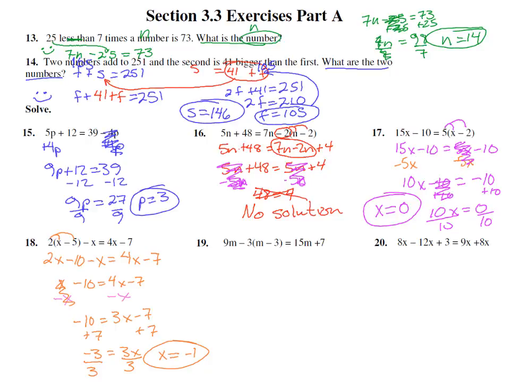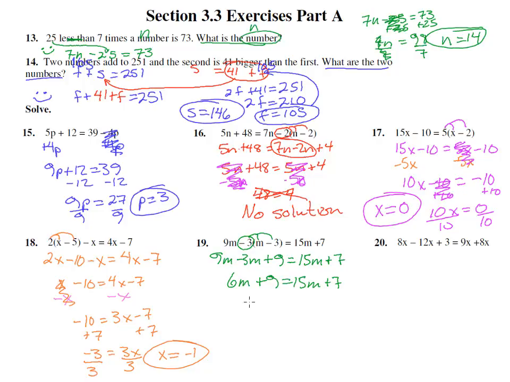Number 19. 9m minus 3 parentheses m minus 3 close the parentheses equals 15m plus 7. We have to simplify by getting rid of those parentheses. So we're going to jump that negative 3 all the way in. 9m minus 3m plus 9. Notice a negative times a negative is a positive. Equals 15m plus 7. 9m minus 3m, can that simplify? Certainly. You get a 6m plus a 9 equals a 15m plus a 7.